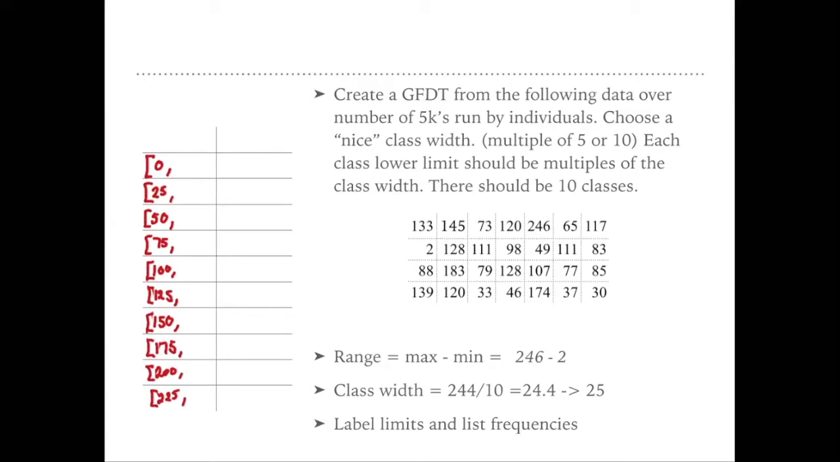225. And then the upper limit of a class should be 1 less than the lower limit of the next class. So we should have 24 for our first upper limit. And then again, we could just go along and add 25 each time if we wanted to, instead of always subtracting 1. So you can either always subtract 1 or just continually add your class width when you're creating these.